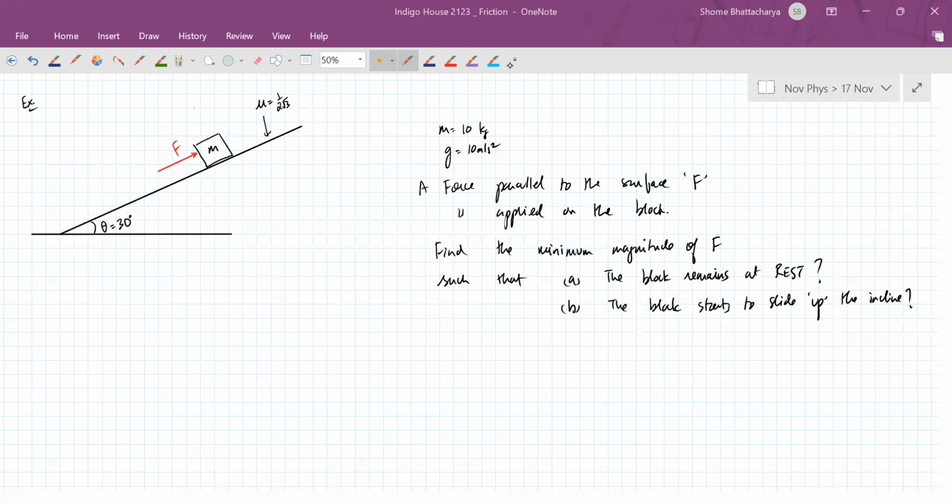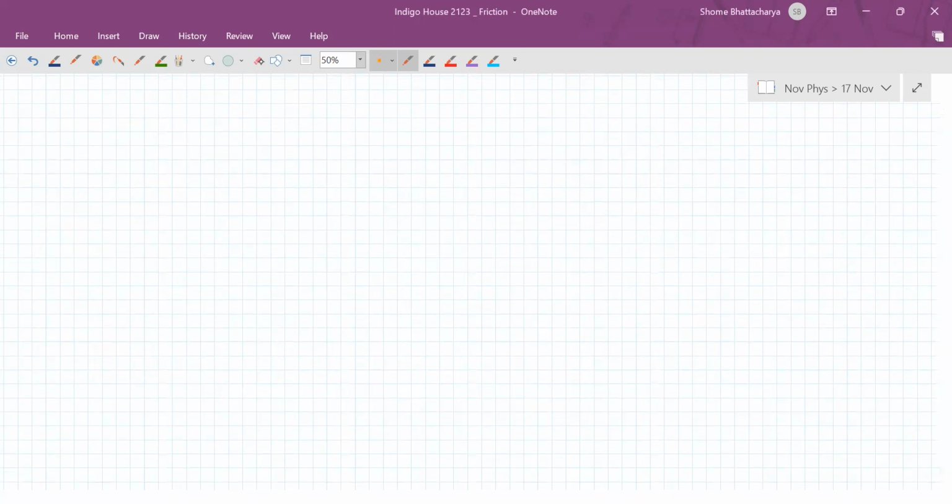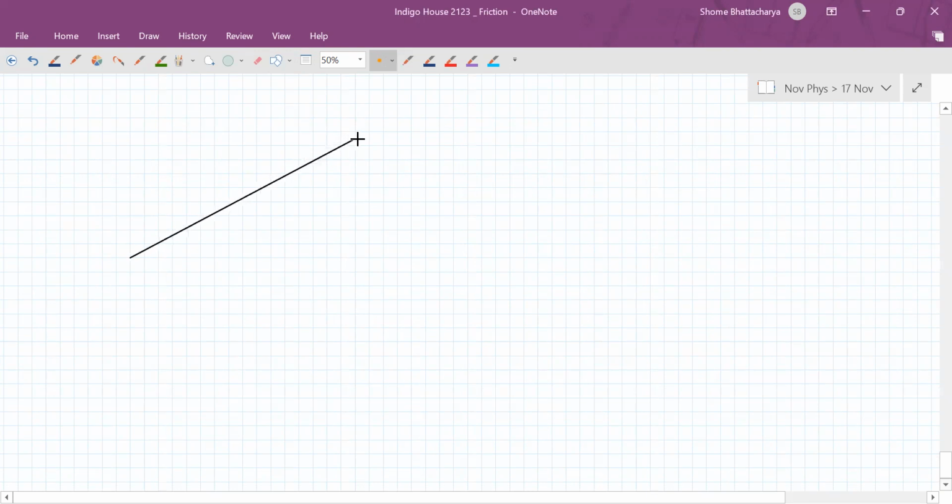Yes, very good, Krish. That's correct for the second part also. Okay, so this is what makes this type of question very interesting. First of all, you analyze the components of weight. Understand that the mg sin theta that we are working with is 50 newtons.